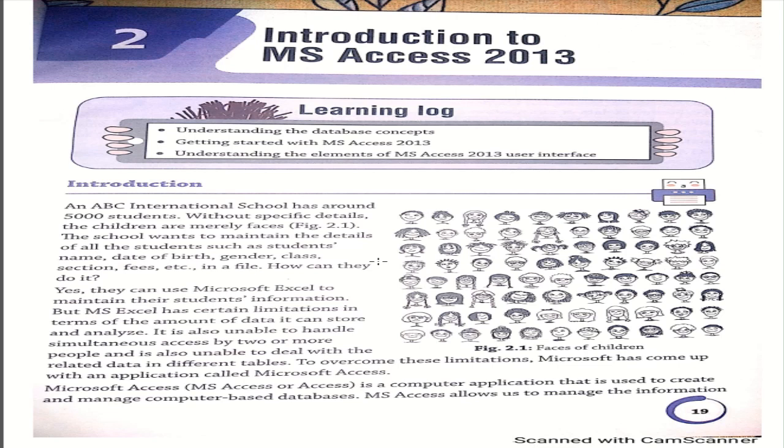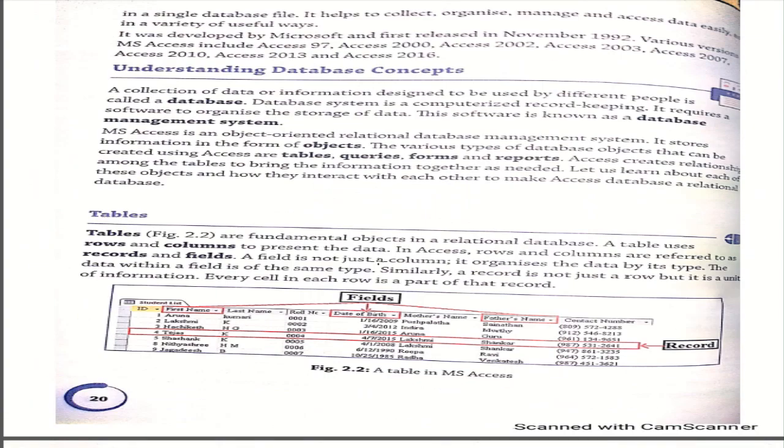So MS Access allows us to manage the information in a singular database file, which helps us to collect, organize, manage, and access our data easily and in a variety of useful ways. It was developed by Microsoft and first released in November 1992. There are various versions of MS Access, including 97, 2000, 2002, 2003, 2007, 2010, 2013, 2016, and now 2019 has also been published.